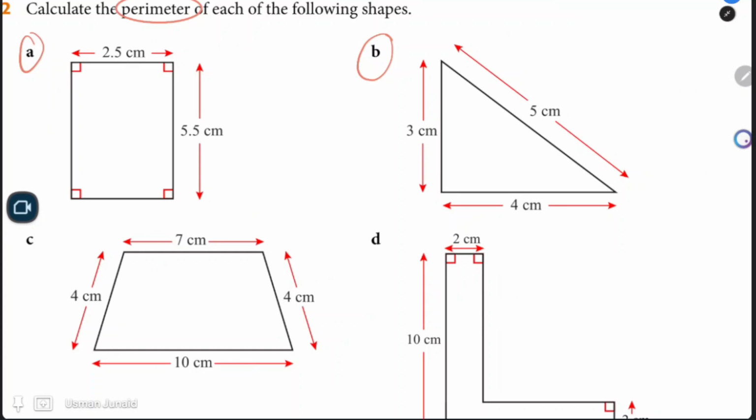So A, the perimeter is 16. So 5.5 here, 2.5 here, and you add all of these. So you get 16. For B, what would you have? 3 plus 4 plus 5, 12. Yes.